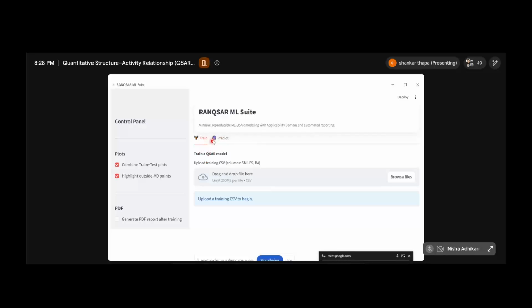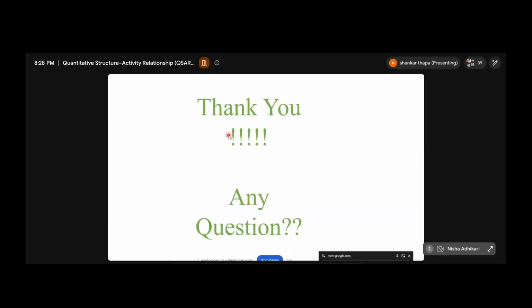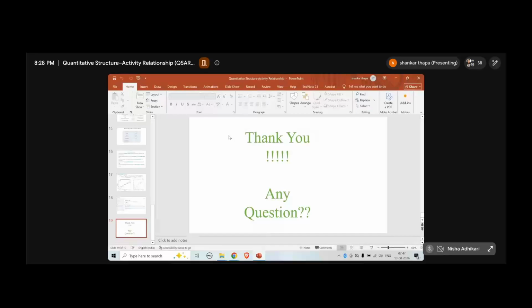Then we can use the same models to predict the biological activity of new compounds which were not included in our data. So that's what we are going to do. Okay. So yeah, I think this is all about the theory part of QSAR things.